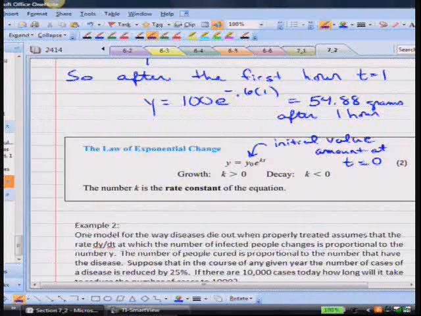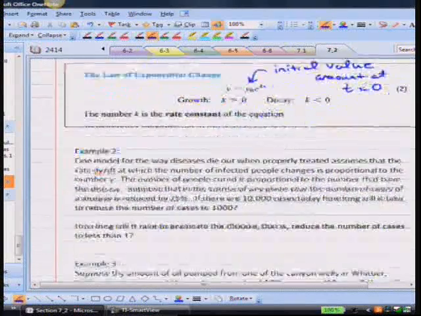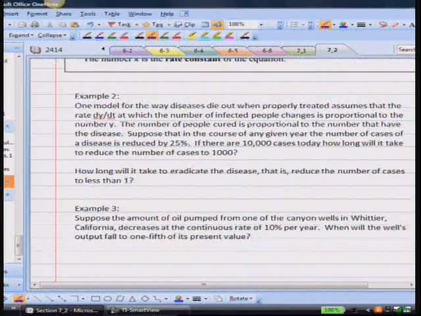Okay? And I always encourage you to read in your textbook if you want more examples. Okay, it says, one model for the way diseases die out when properly treated assumes that the rate, dy dt, at which the number of infected people changes is proportional to the number y.